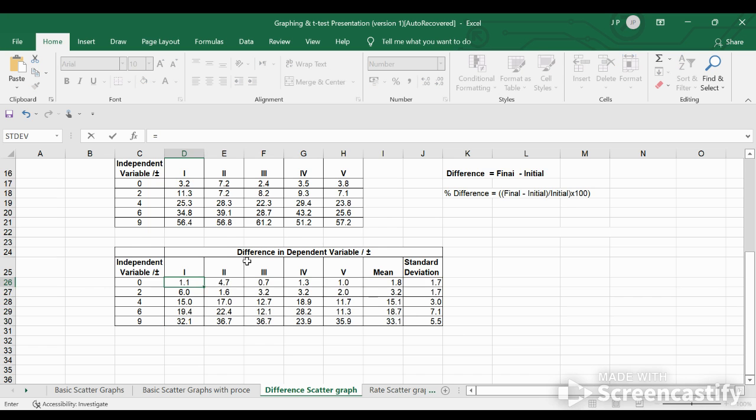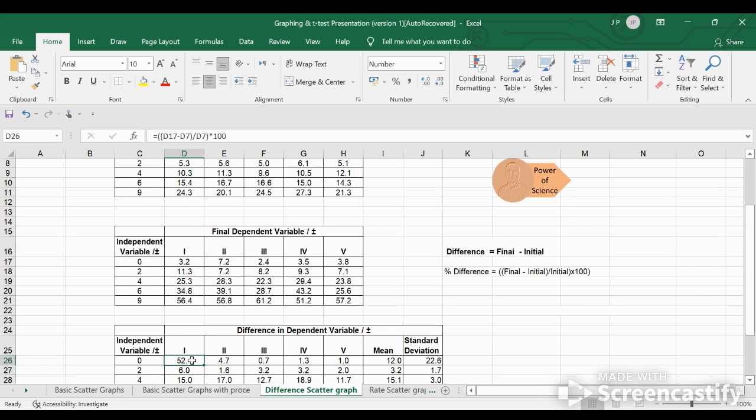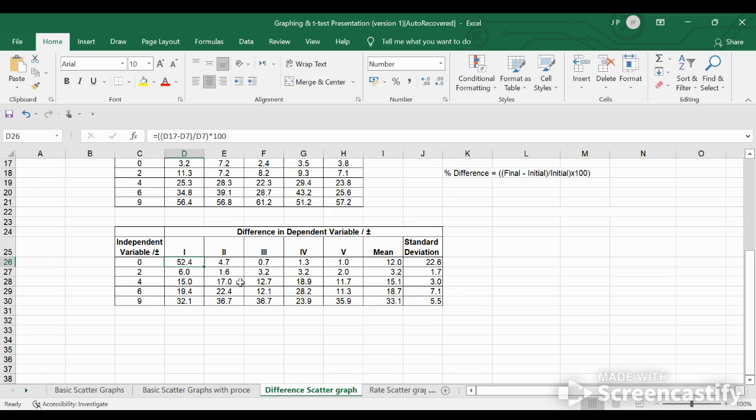Again, start with equals, final minus initial. Put brackets around the difference. I'm going to divide that by the initial. And once that calculation is done, I'm going to multiply it by 100. The asterisk is what indicates the function multiply. So if I press enter, I should now have the percent difference, the first value.